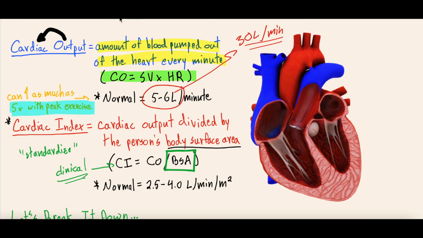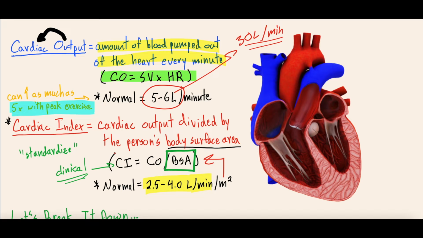And a normal cardiac index is written down here, about 2.5 to 4 liters per minute per meter squared, which is just the body surface area portion of that equation, right? Meter squared. So cardiac index is nothing fancy other than a way to standardize the amount of cardiac output people need based on the size of that person.